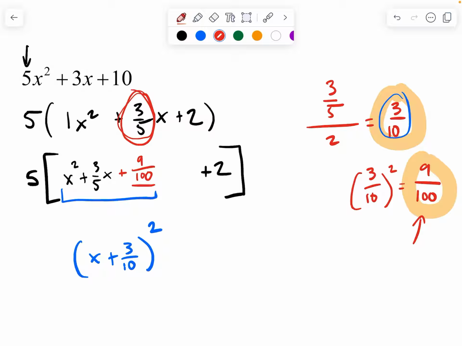So once we find half of the middle number, that's the number in the parenthesis, and squaring that is the number needed to be added to our expression to get to that parenthesis, right? And then there we go. So that's what we needed to add.